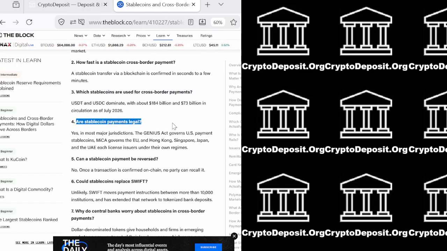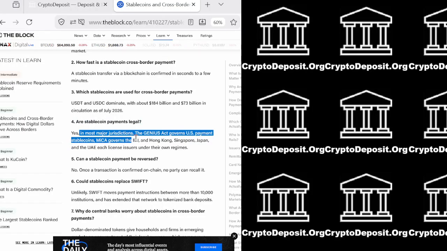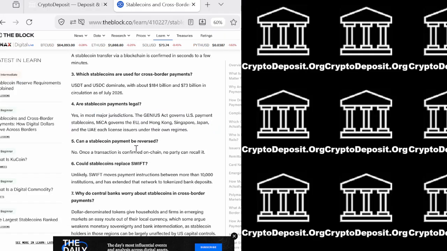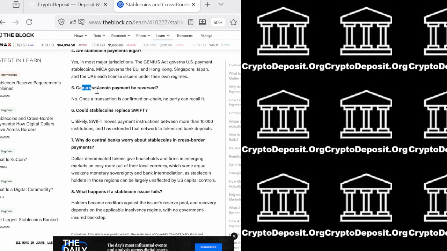Are stablecoin payments legal? Yes, in most major jurisdictions. The Genius Act governs U.S. payment stablecoins. MiCA governs the European Union, and Hong Kong, Singapore, Japan, and the United Arab Emirates each license issuers under their own regimes. Can a stablecoin payment be reversed? No. Once a transaction is confirmed on-chain, no party can recall it.